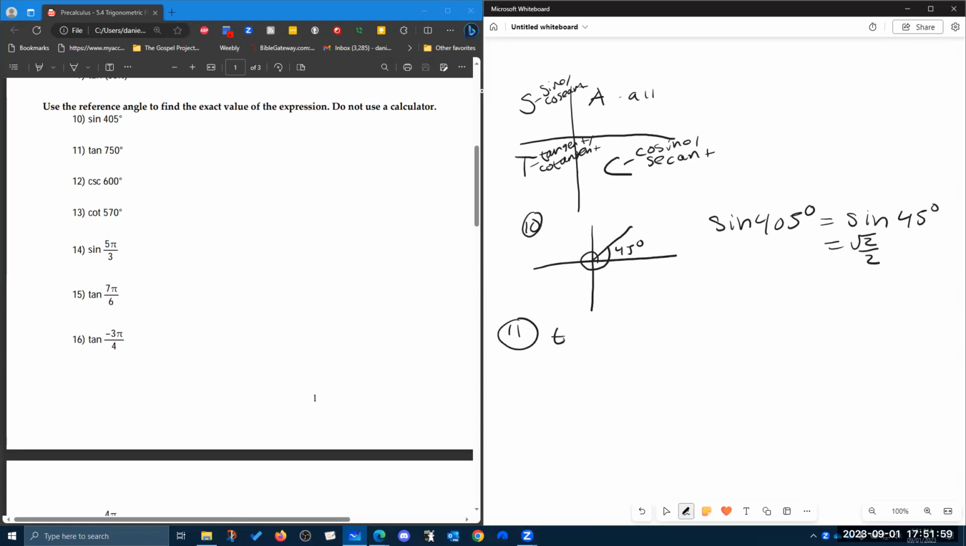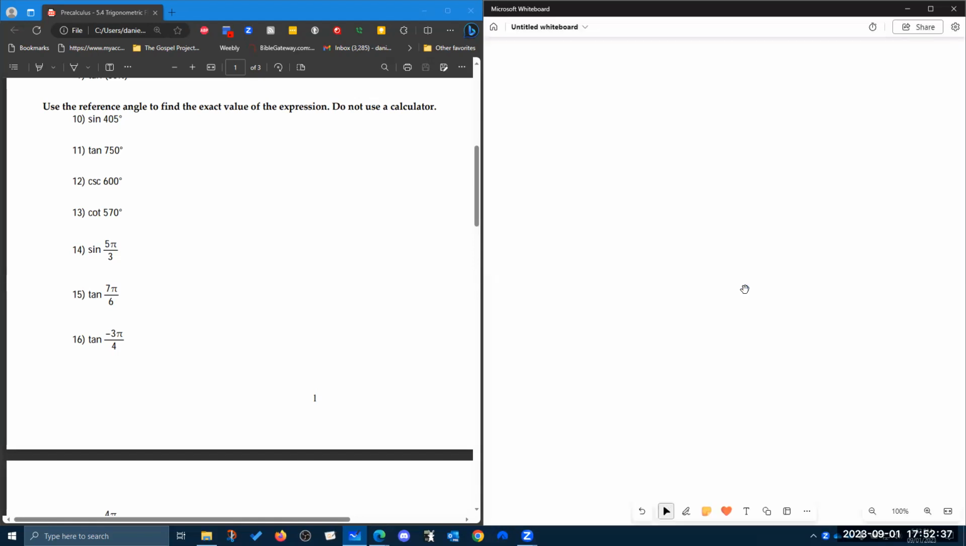Number 11, the tangent of 750 degrees. So we're going to go 360, 720, and another 30 to get to 750. So this is the same as the tangent of 30 degrees, which is going to be 1 over root 3, which is root 3 over 3. Hopefully we get 1 or 2 outside of quadrant 1, otherwise this won't be very interesting.